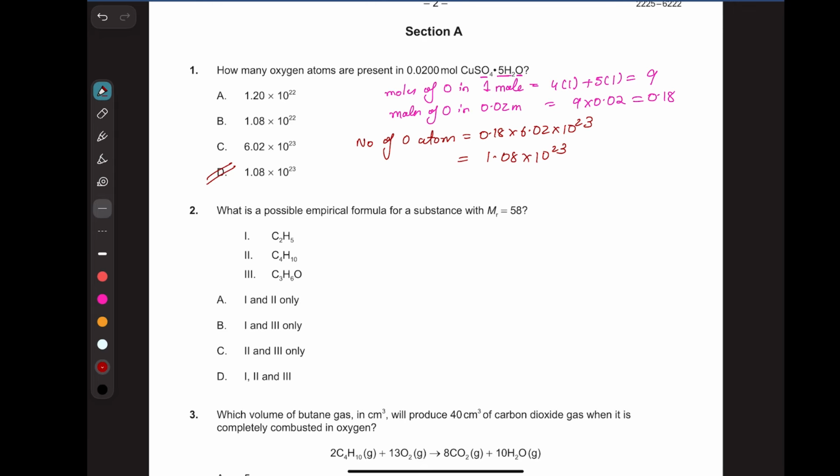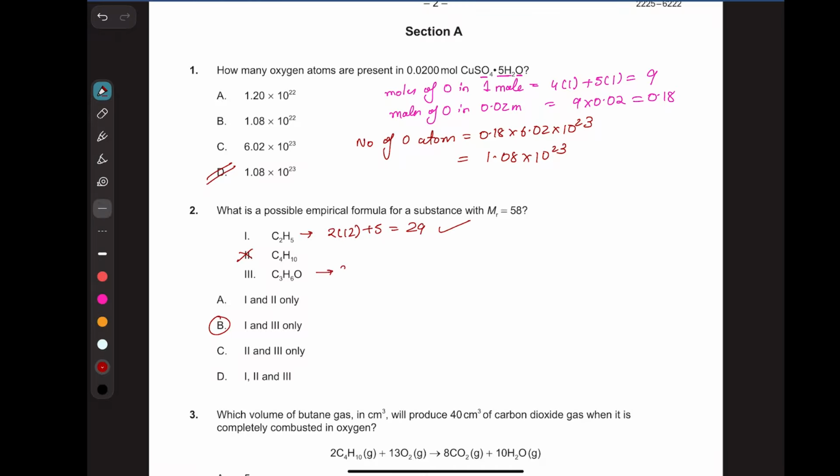Now the next one. We have to find the possible empirical formula for a substance with a molar mass of 58. Looking at the options, I can first eliminate option 2 because C4H10 is not an empirical formula. So if you could eliminate 2, your only possible answer is option B. But let's still check. For C2H5, the molar mass will be 2 times 12 plus 5, which is 29. So 29 times 2 is 58, so this can work.